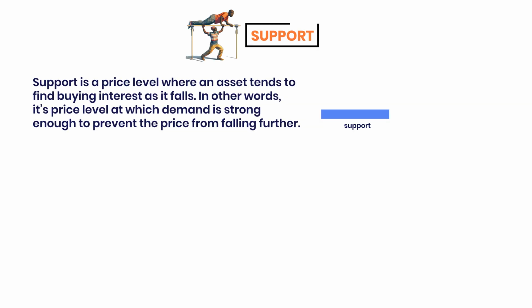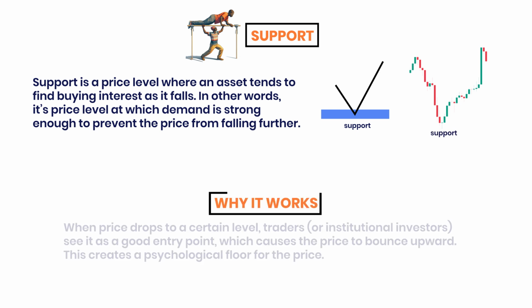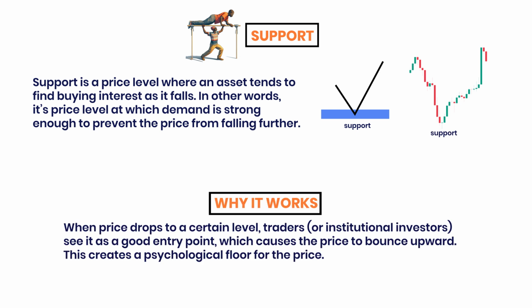Support is a price level where an asset tends to find buying interest as it falls. In other words, it's the price level at which demand is strong enough to prevent the price from falling further. In basic terms, when price moves down and then pulls back, the lowest point reached before it started the move up is now support. When a price drops to a certain level, traders, or institutional investors, see it as a good entry point, which causes the price to bounce upward. This creates a psychological floor for the price.